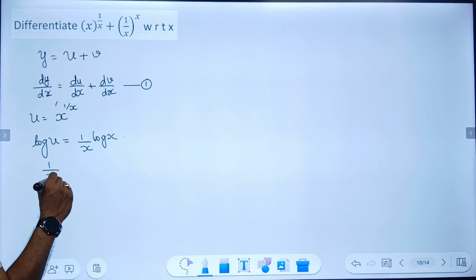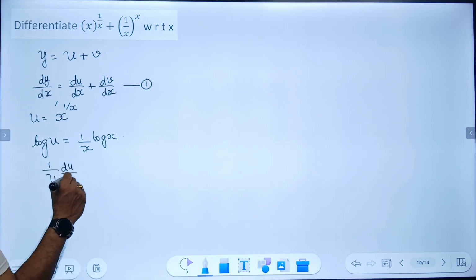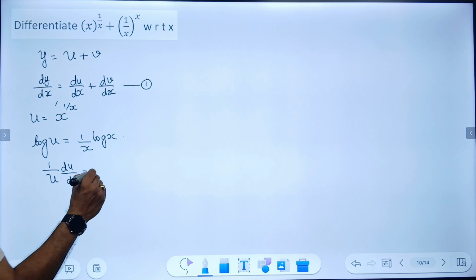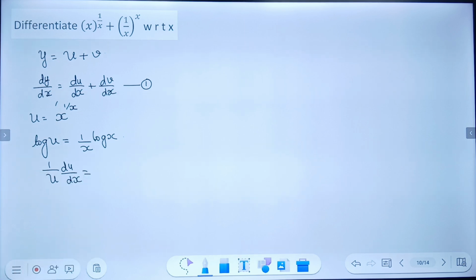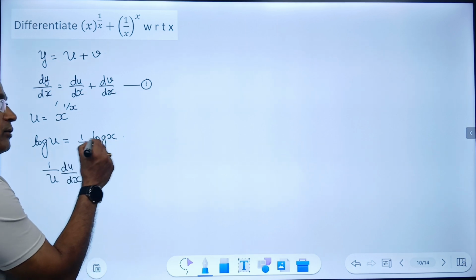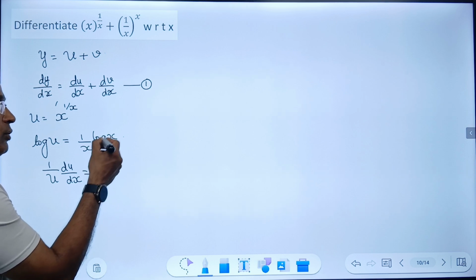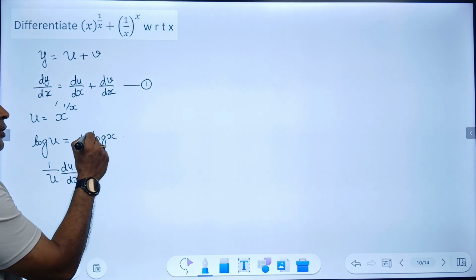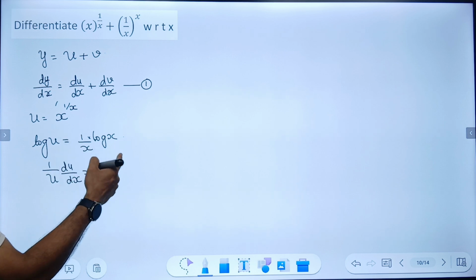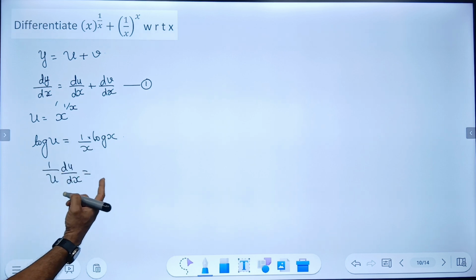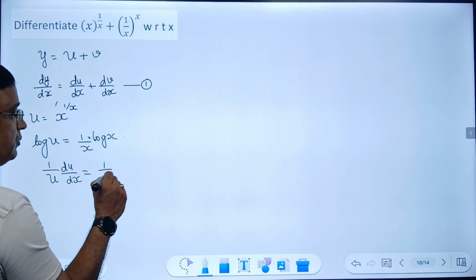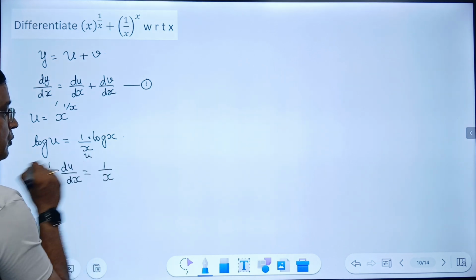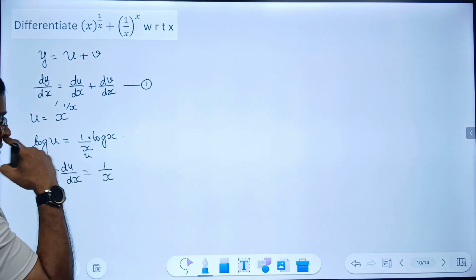1 by u du by dx. I am using chain rule. 1 by u du by dx. Here you can use either product rule or quotient rule. If you want to use quotient rule, you treat it as log x by x. If you want to use product rule, you look at it as 1 by x into log x. I prefer to use product rule. So u into, this is my u. U into, what is differentiation of log x?